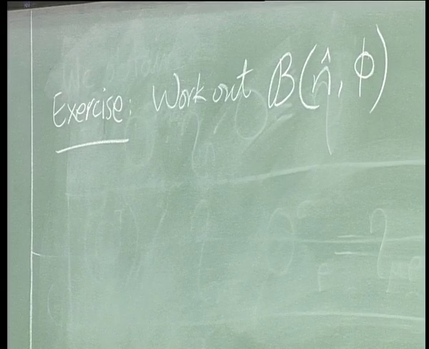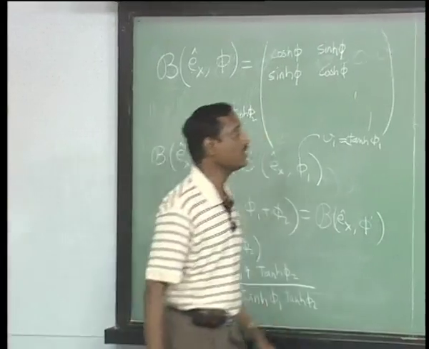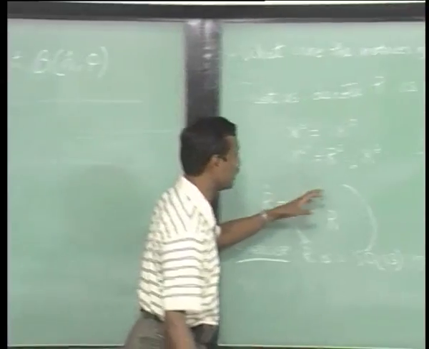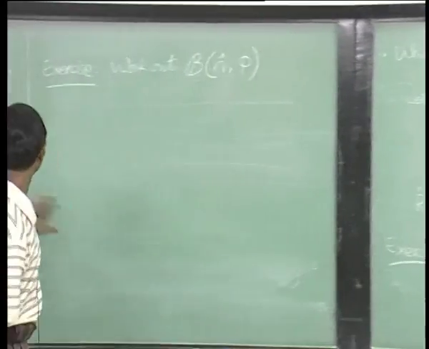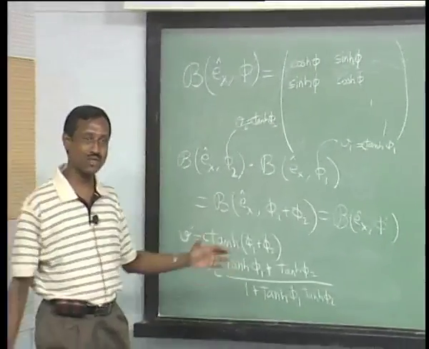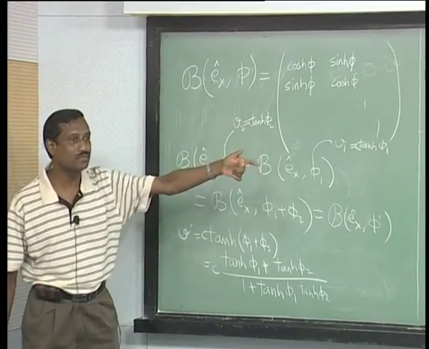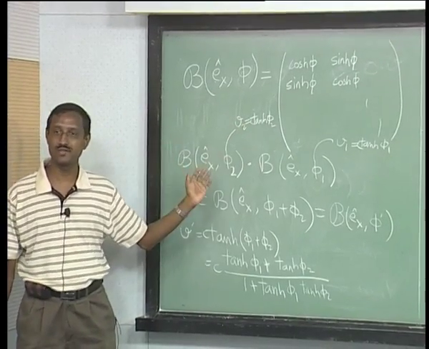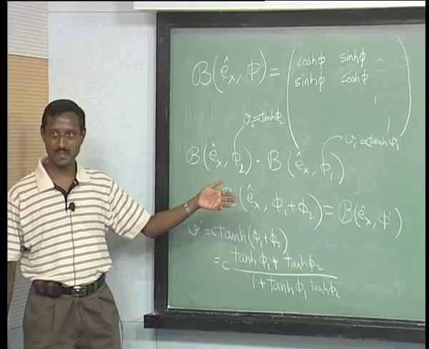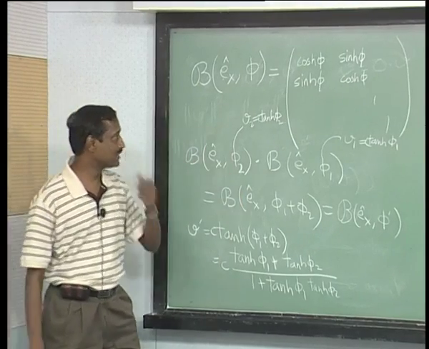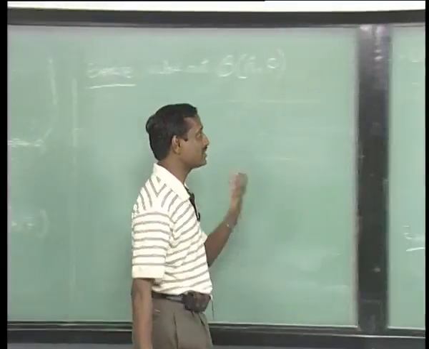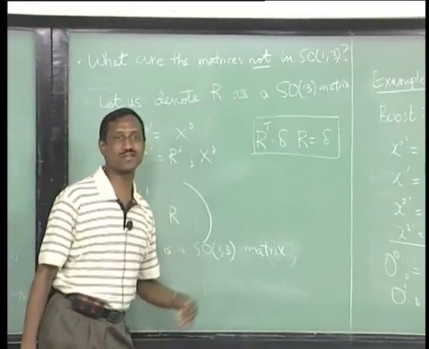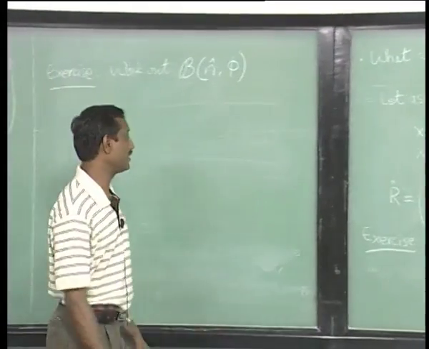So now I have more or less shown you that at least this group which we started writing out has some semblance of what we wrote out as Lorentz transformations, Lorentz boosts. But what are the matrices which are not in SO(1,3)? Let us look at that.